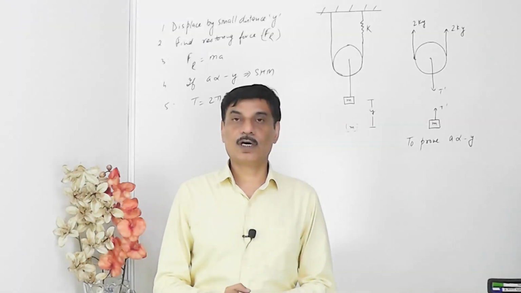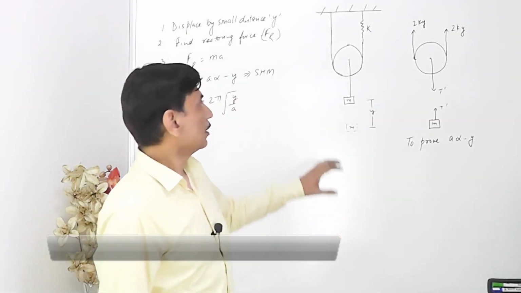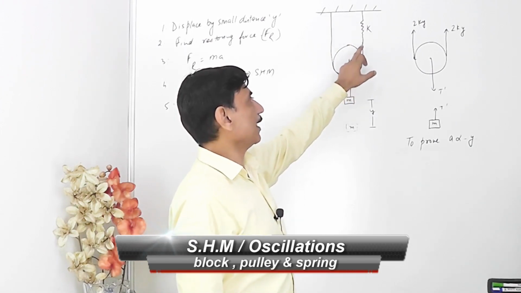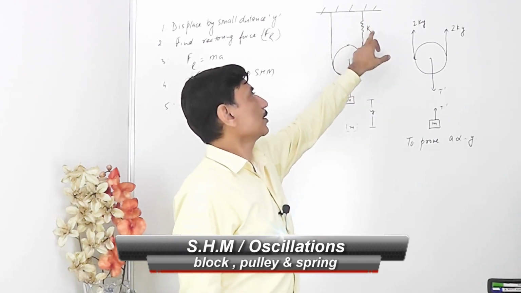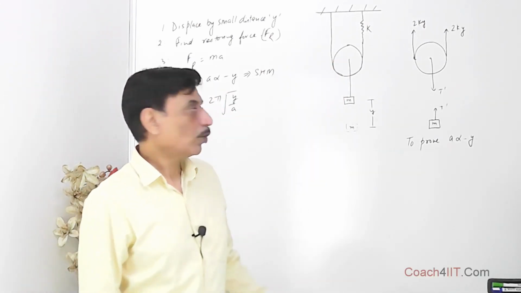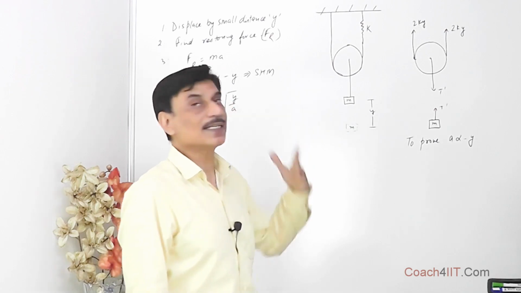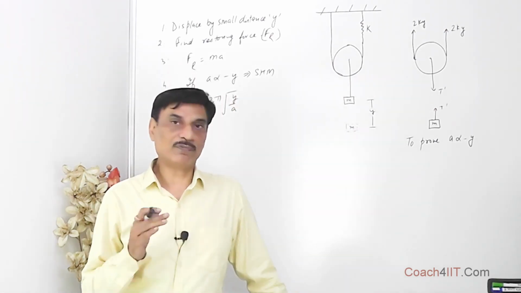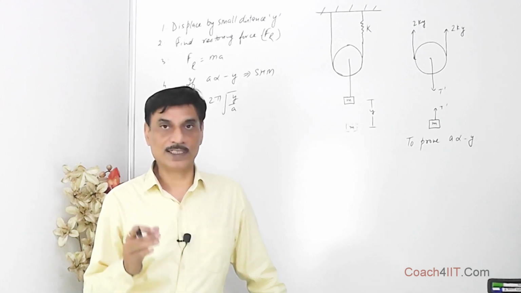This is the case of a massless pulley which is hanging like this. There is a string which is passing like this, and over here there is a spring with spring constant K, and from the center a mass is hanging. We have slightly pulled this mass and released it. As a result, this mass oscillates like this. We have to find out what the time period for the oscillations is.